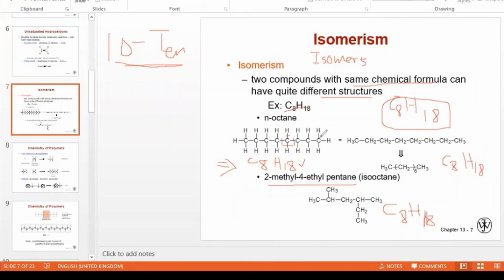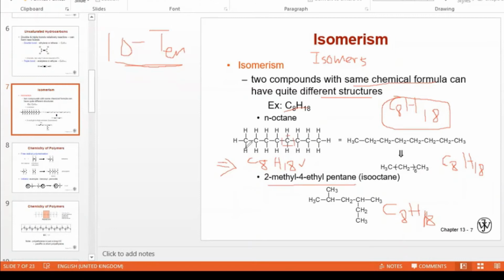If it is not a single chain, so this is a single chain, this is also a single chain, here also a single chain. But this is not a single chain. This is a kind of branch. So you see here there's a branch, and here also there is a branch. So this is not a single chain. This is branched.